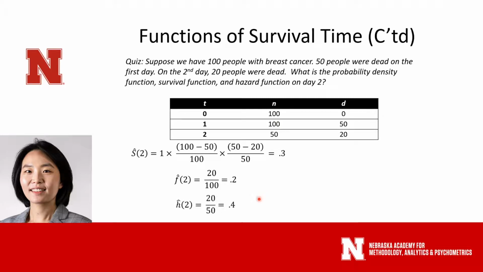Now let's look at the hazard function. It's 20 over 50. There were 20 people who died on the second day, and there were 50 people who were alive until day 2. So you will notice that the only difference between the probability density and the hazard function is the denominator, because of the condition we have in the hazard function. So 0.4 is the probability of an individual experiencing an event given that this individual hasn't experienced an event until day 2. That's the difference.